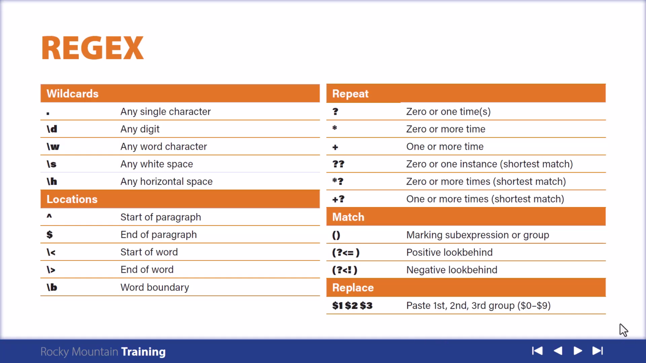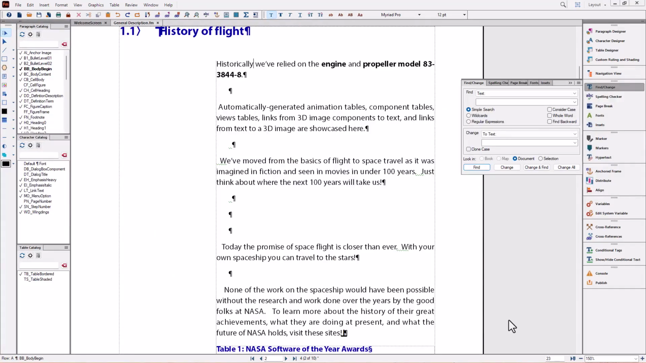So here we are back in FrameMaker, and I want to recreate the activity we just did with wildcards using regex. I've already added a number of spaces to this document. I've got double spaces between sentences, which you can see here, and then I've got 3 spaces randomly down here. I've also got double returns in here. Some have spaces in between.